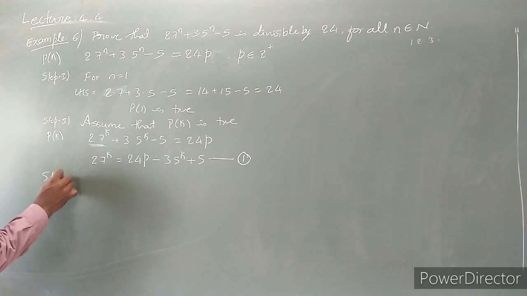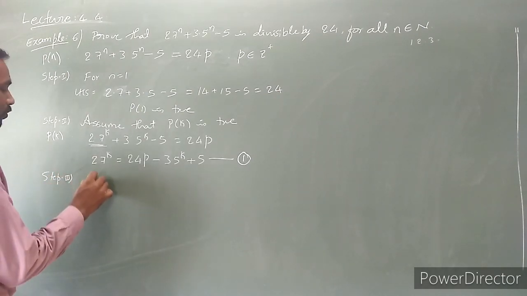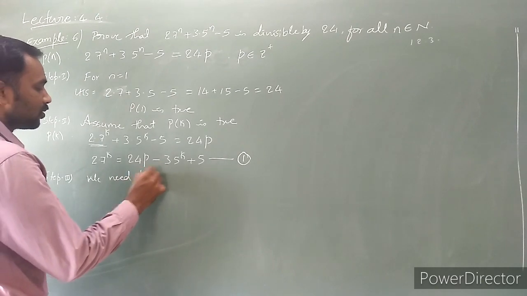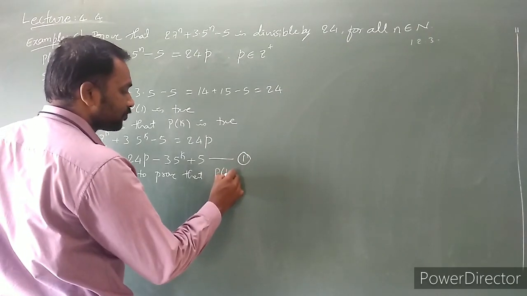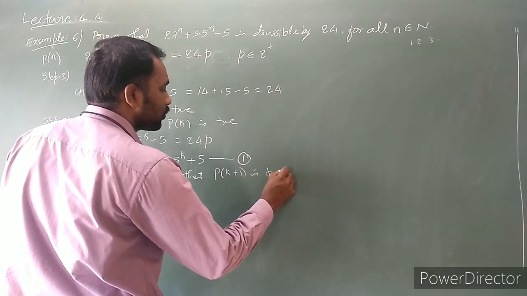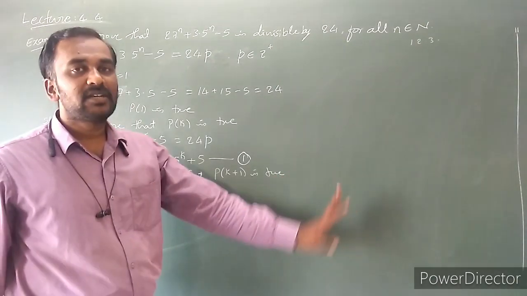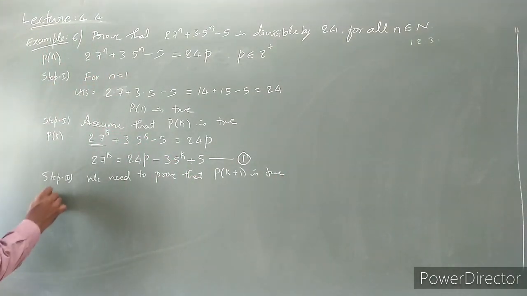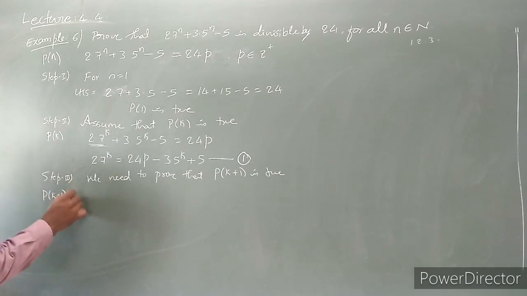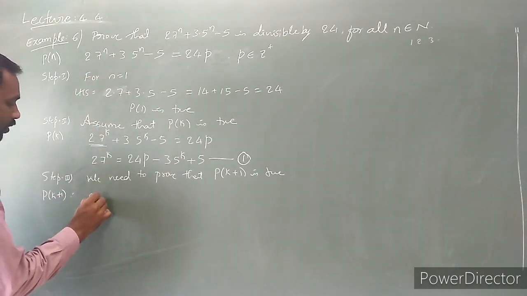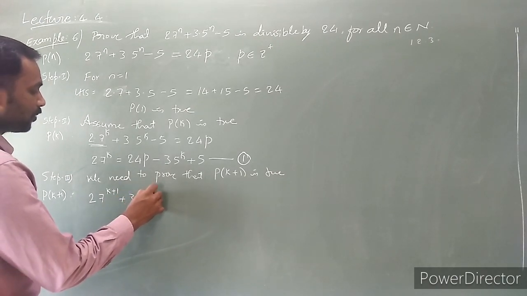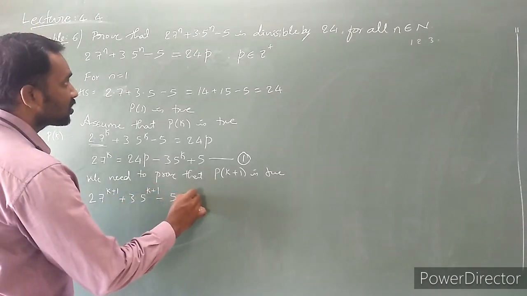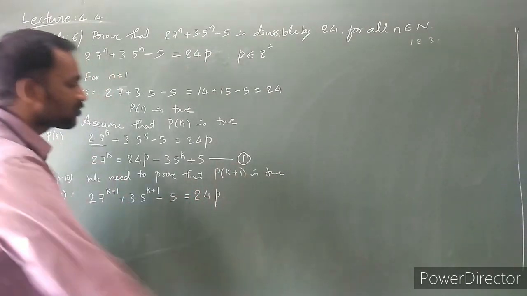Step number 3. What is step number 3? We need to prove that P of k plus 1 is true whenever P of k is true. This is my goal. Now I write P of k plus 1. What is P of k plus 1? Wherever it is there, replace with k plus 1. Here 2 into 7 power k plus 1 plus 3 into 5 power k plus 1 minus 5 is equal to 24 times of p.